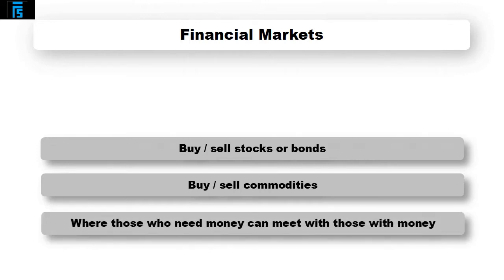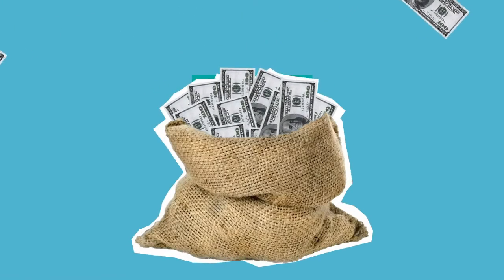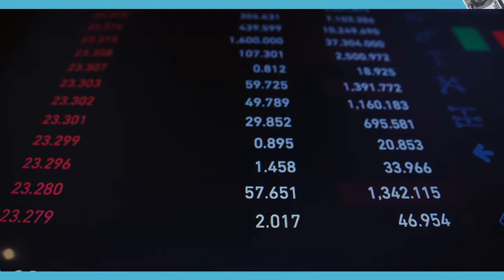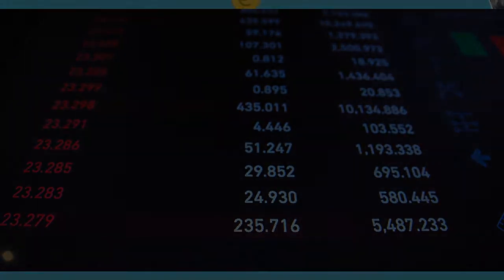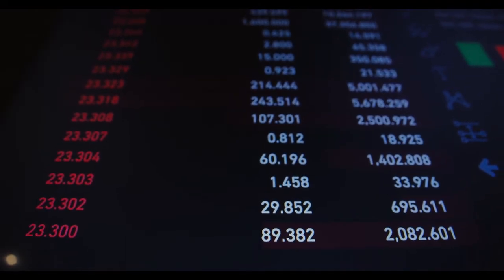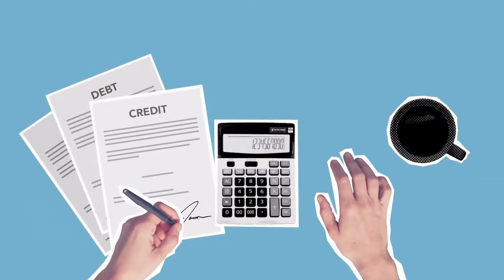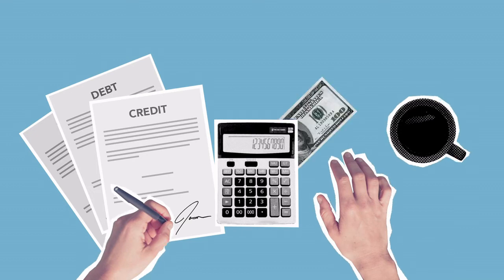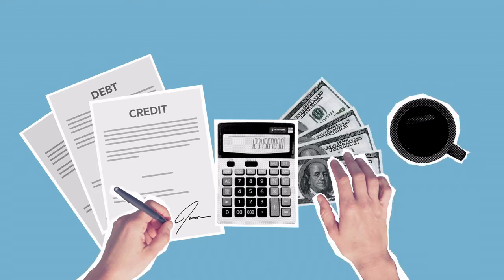Financial markets are where those who need funds can meet those who have funds, and they will supply these funds for a return. So a company who needs to raise money can go to the financial markets and sell securities or bonds that offer a certain rate of return. Investors will buy these securities if they meet their required return.